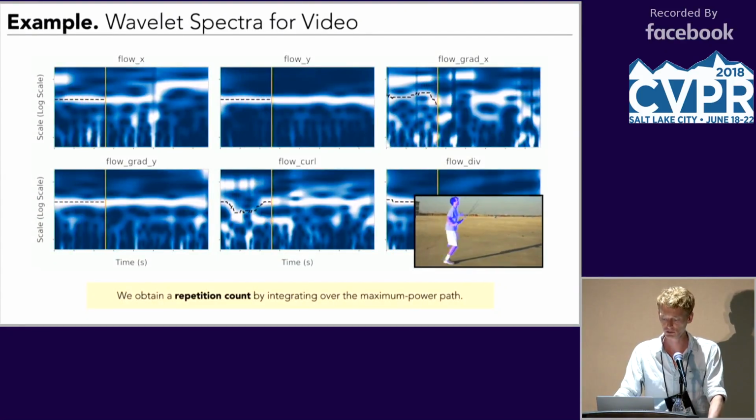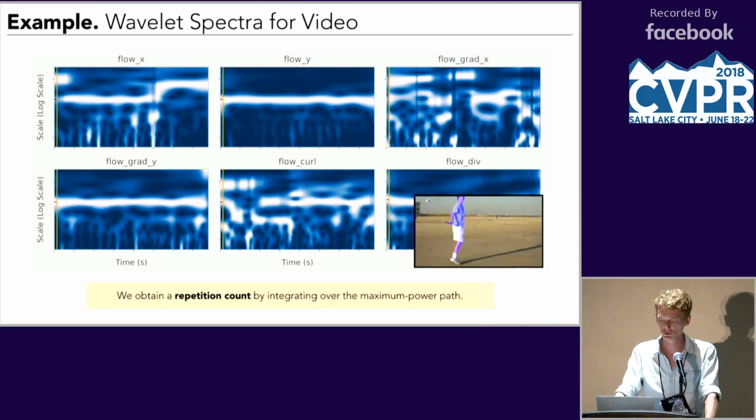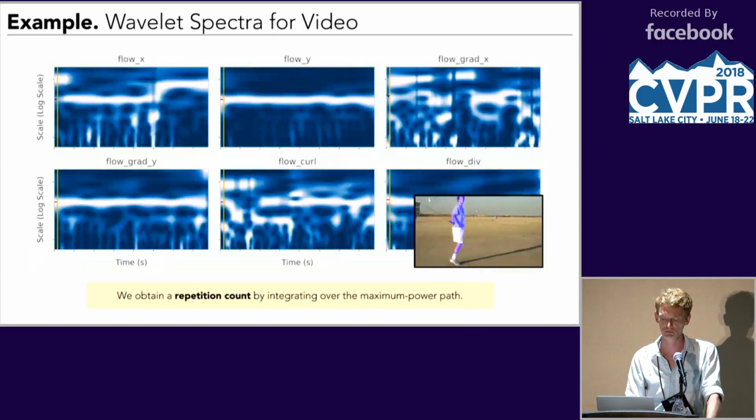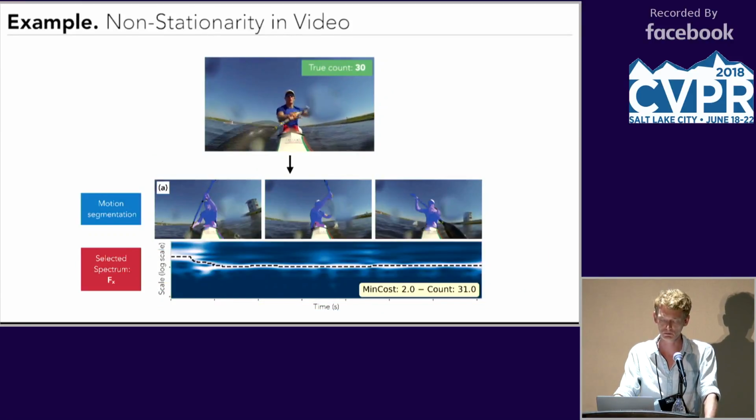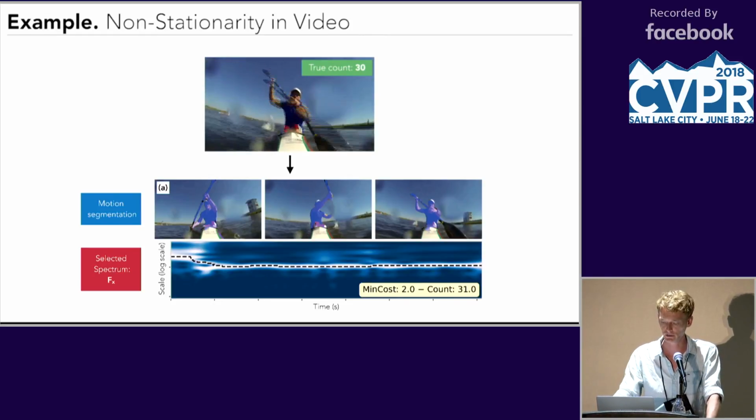Here we show 6 of these wavelet spectra for an example video. As expected for this video, the vertical flow and the curl produce the strongest response. And we evaluate on the task of repetition counting, as a count remains meaningful in the presence of non-stationarity. And in this example, the acceleration of the rower after a couple seconds clearly shows up in the wavelet spectrum as a drop in the motion period.